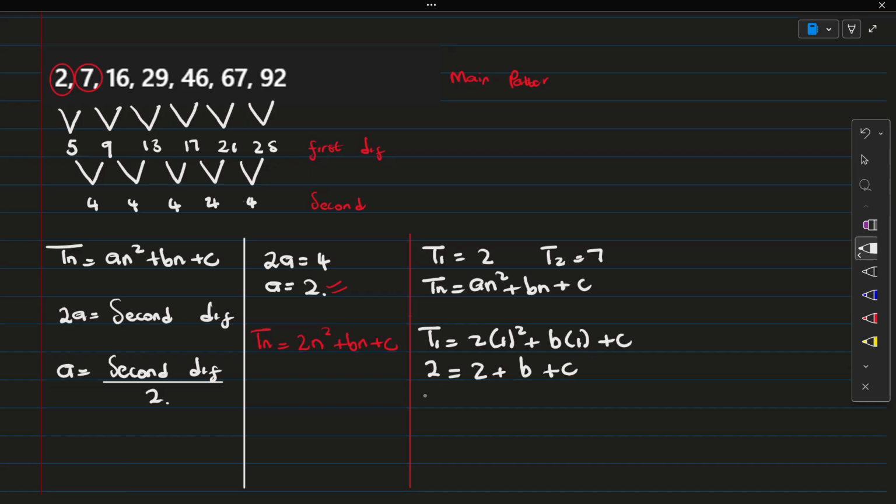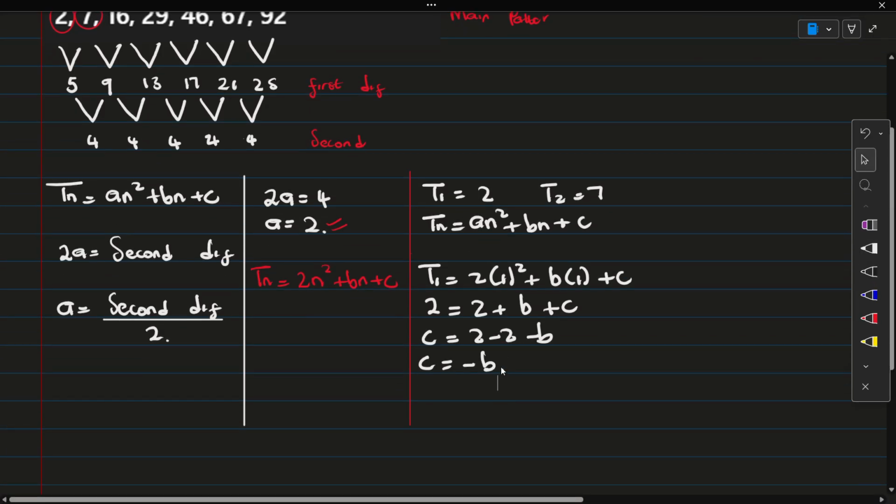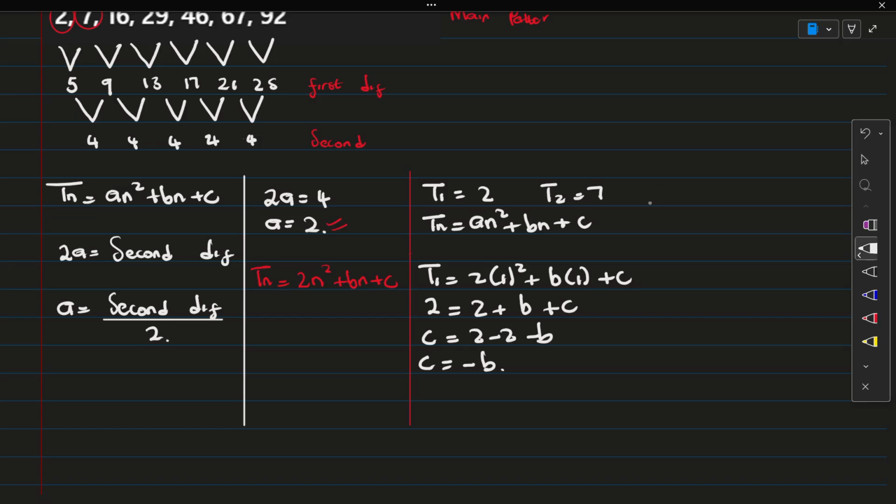So we're going to make c the subject of the formula. c is going to be 2 minus 2 minus b, so c is equal to negative b. You see, that's how you solve for them. Then you're going to use your term 2. I'm going to create another line.